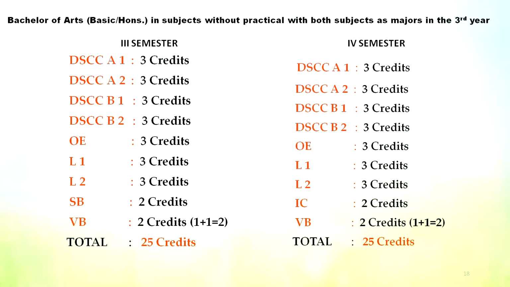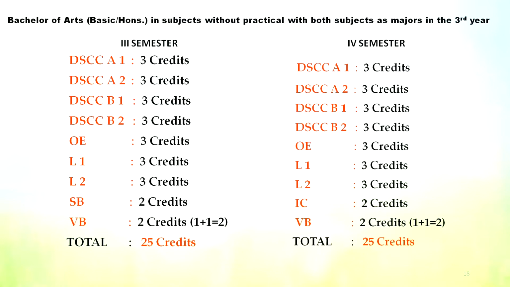Again, in the fourth semester, the same pattern is followed, but here, instead of the skill-based course, the student will now be studying the Indian Constitution. So at the end of the fourth semester, the student will again be getting 25 credits.